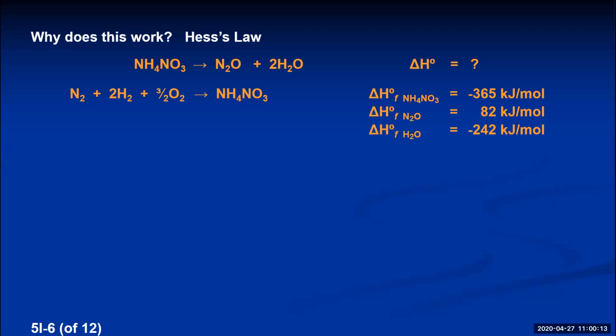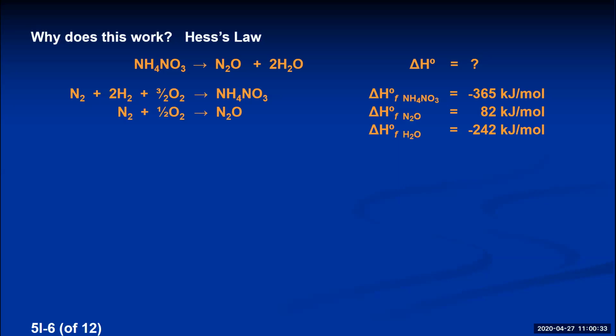For the N2O, the value of 82 kilojoules per mole is the amount of heat that's absorbed when you form 1 mole of N2O from nitrogen and oxygen. And to balance that equation so that you only form 1 mole of N2O, you would need to have 1 mole of N2 reacting with 1/2 mole of O2.